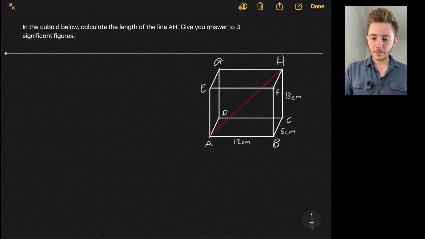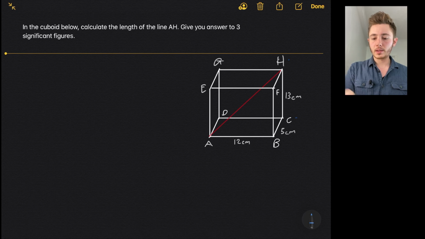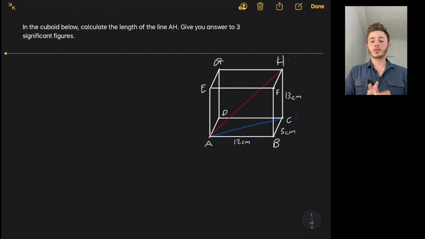We can see that this actually makes a right angle triangle inside of the cuboid. So let's draw it. We've got AH as the hypotenuse, then HC is going to be the opposite side, and then we can draw another line down at the bottom here, AC, that's going to be the base of the triangle. Now we've got a right-angled triangle located inside the cuboid.